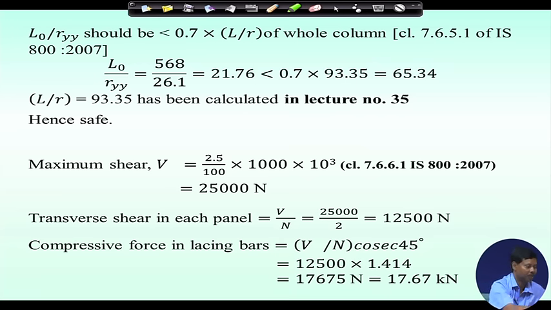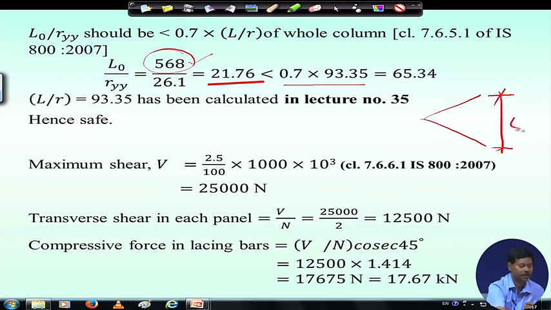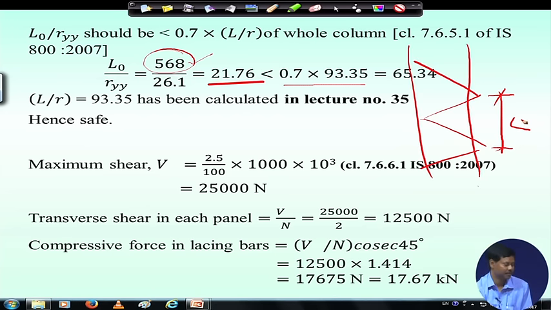L0 by ryy, which we calculated, where the L0 value has been calculated in the earlier slide, and this is becoming less than 0.7 times L by r or 50. Therefore, the L0 value, whatever we have considered, 568. L0 value means, if we see the lacing like this, then this is the L0 value. So, lacing is going like this, and the L0 value we have considered from this.